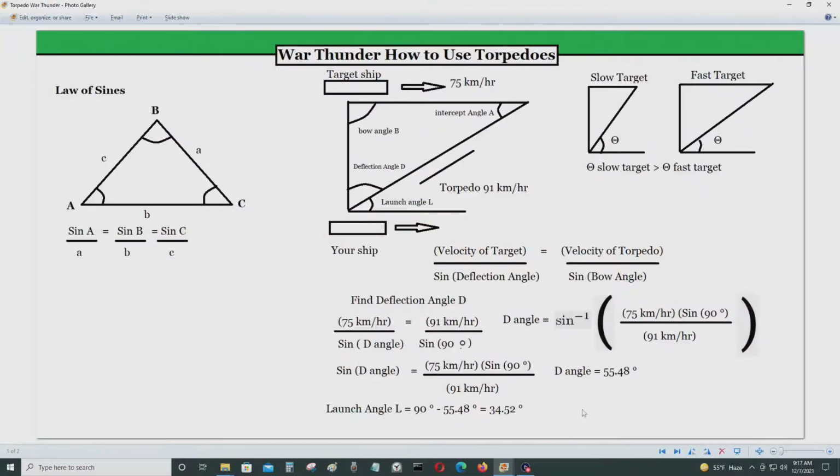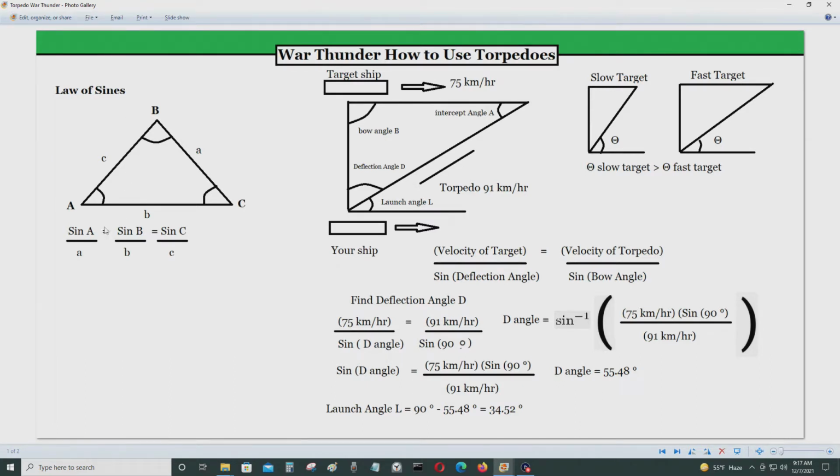Okay, hello everyone. So today I'll be talking about how to use torpedoes in War Thunder. In order for you to really understand how torpedoes work, you have to understand some math like trigonometry, and especially the law of sines, which is right here.